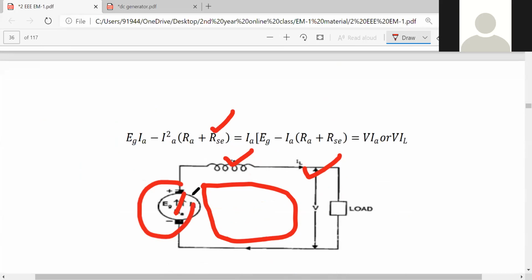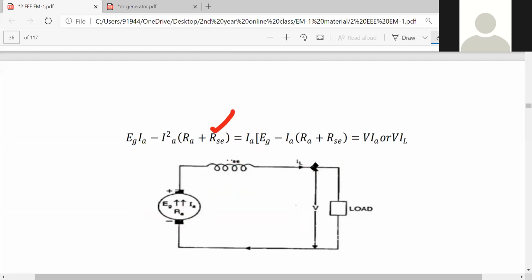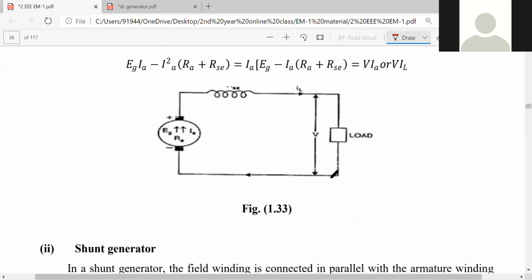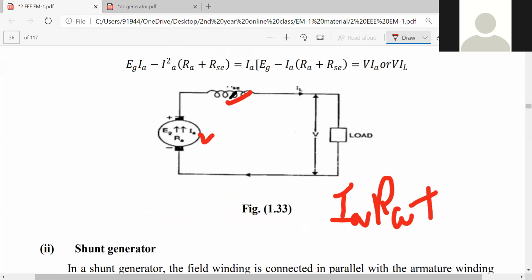Voltage is generated here, in the armature itself. Power is generated here. Some voltage drop occurs across the armature resistance, that is IA RA, and some voltage drop across the series field winding. Some voltage drop across the load.